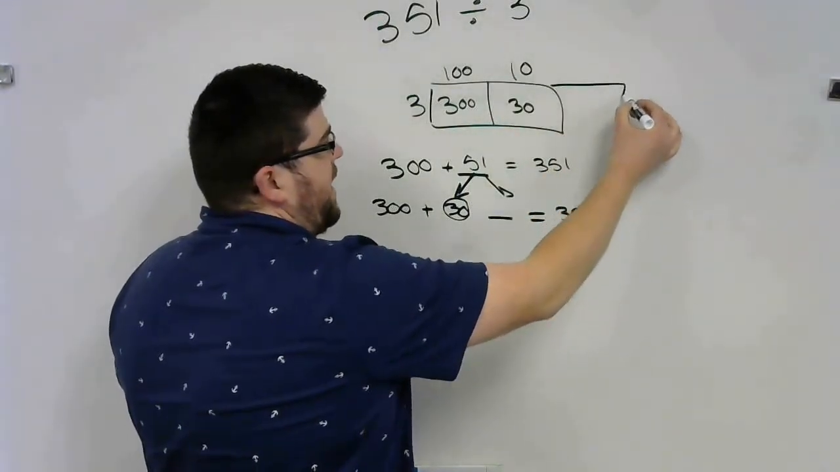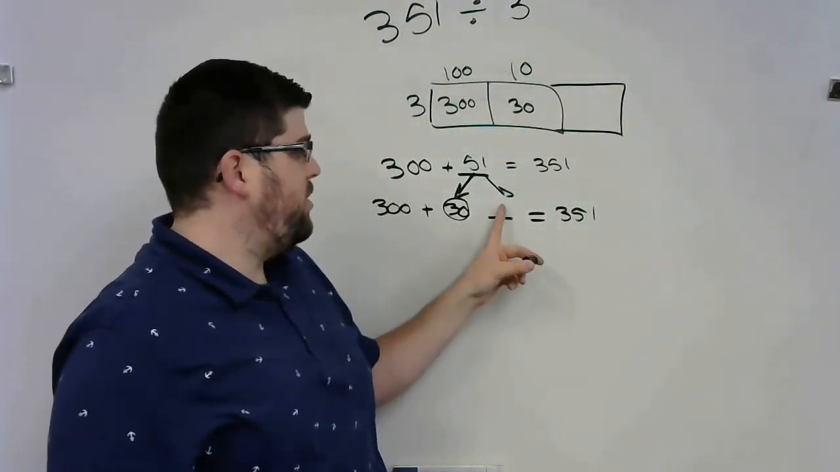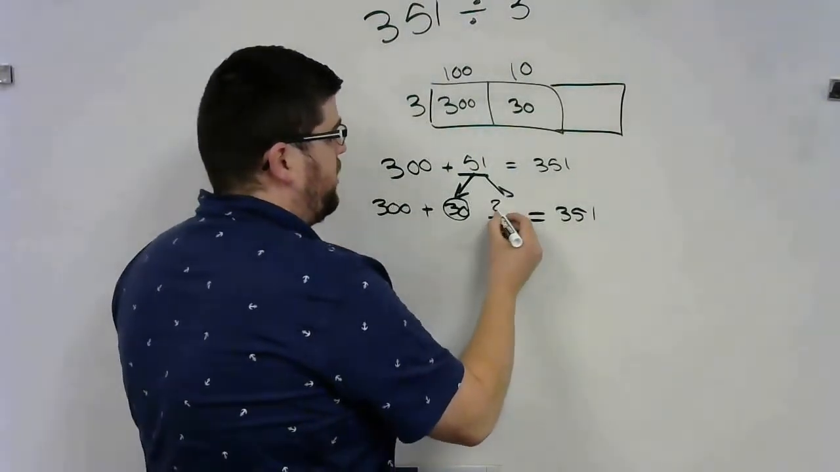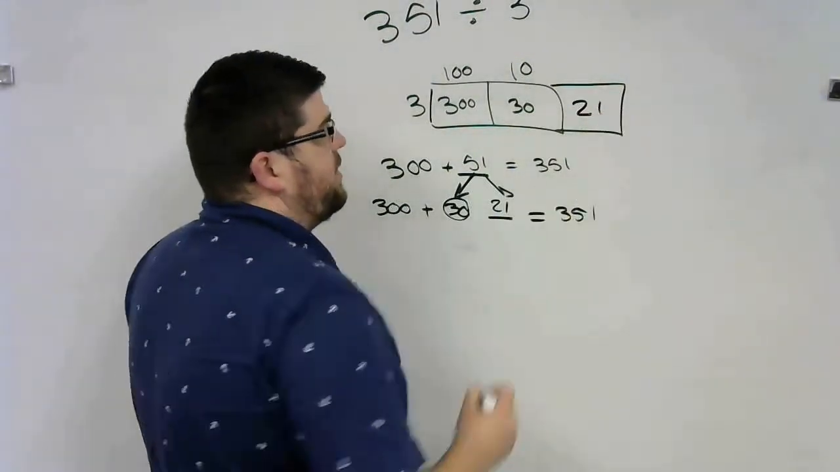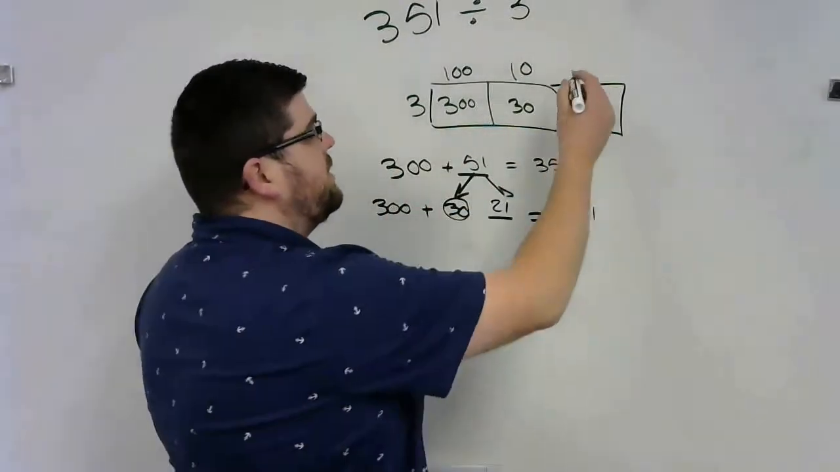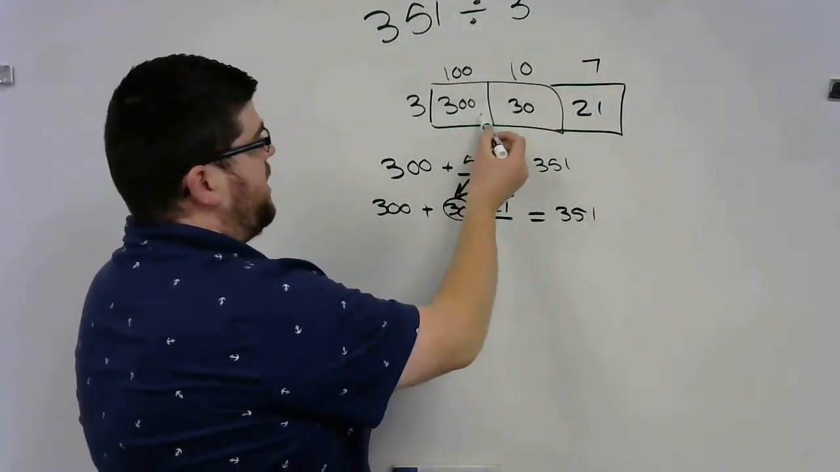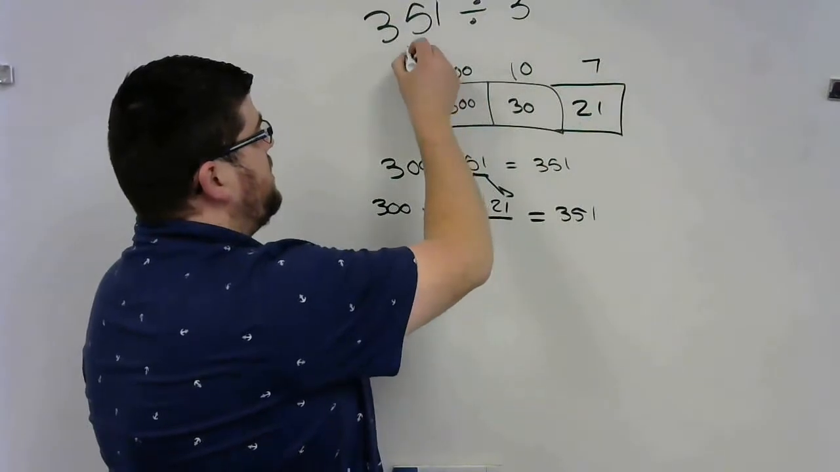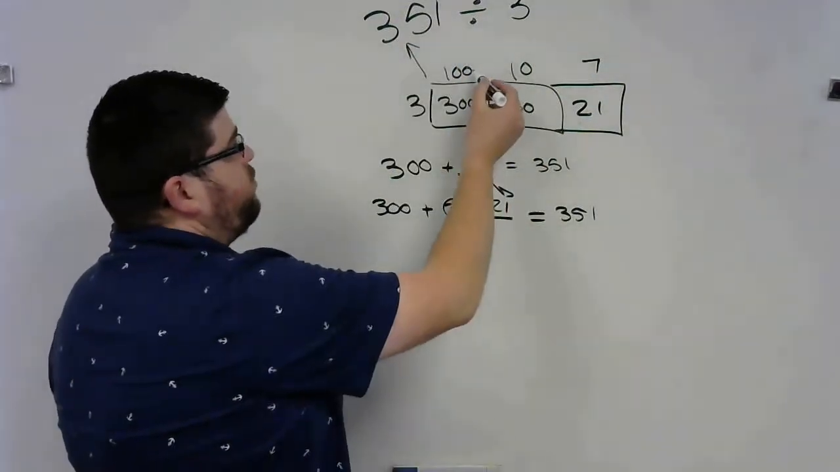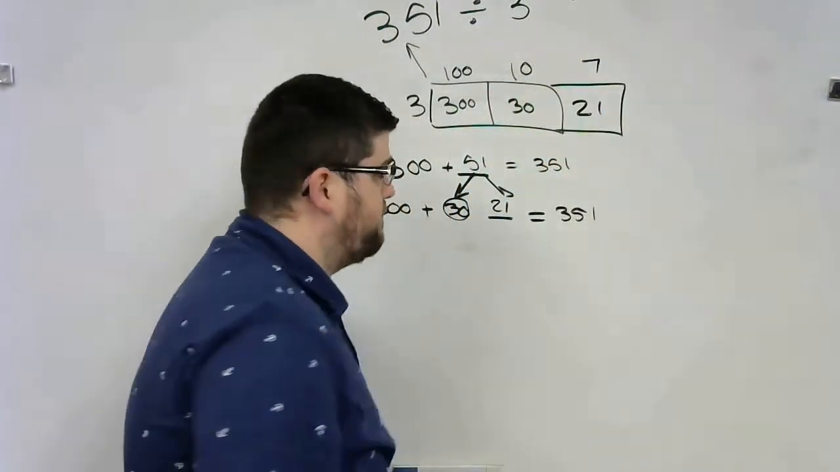I have to add on my last box here because I have 300 plus 30 plus a number equals 351. And that would be 21. So this number here is going to be 21. 3 goes into 21 7 times. So let's check. Does 300 plus 30 plus 21 equal 351? Yeah, it does. So that means 100 plus 10 plus 7 equals 117.